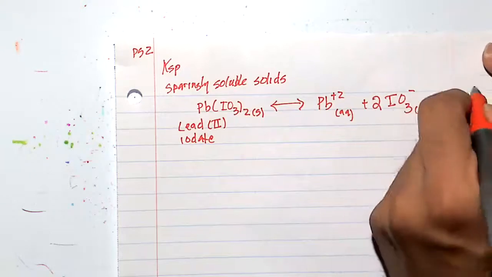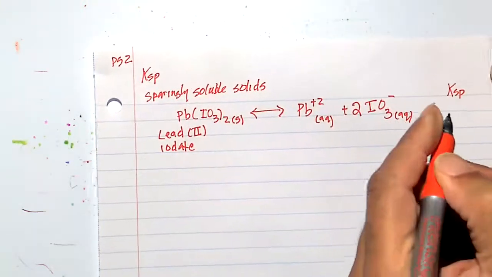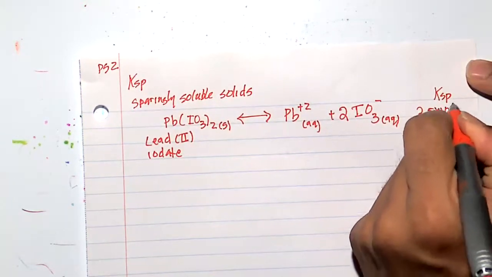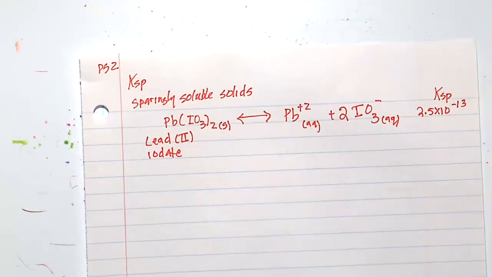Another thing is I have to give you a Ksp. So the Ksp, we get it from a textbook, or we look it up. It's not something you memorize, but it's 2.5 times 10 to the minus 13. Usually this is given at a specific temperature.